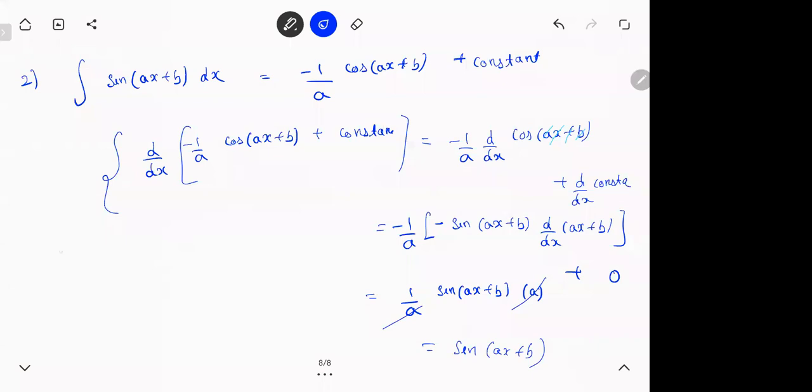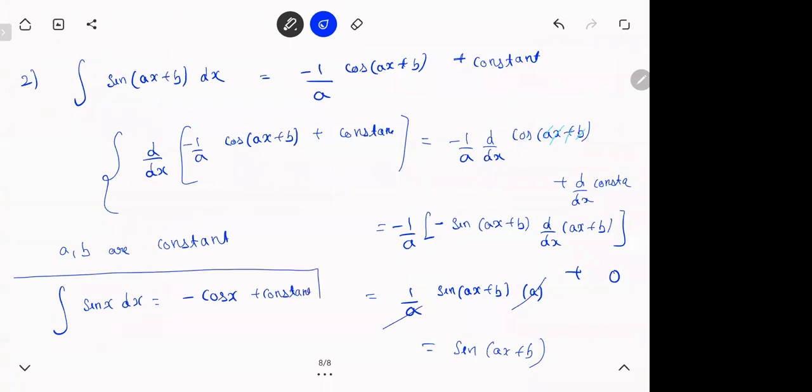Here a and b are constants. In simple terms, if I just write sine x dx, this is minus cos x plus constant. Meaning a is 1 and b is 0. So integral of sine x is minus cos x. This is what you have to be careful about. What is the differential of sine x? Plus cos x. Integral of sine x is minus cos x. There is a high chance people get confused in these two formulas. You have to be very careful.